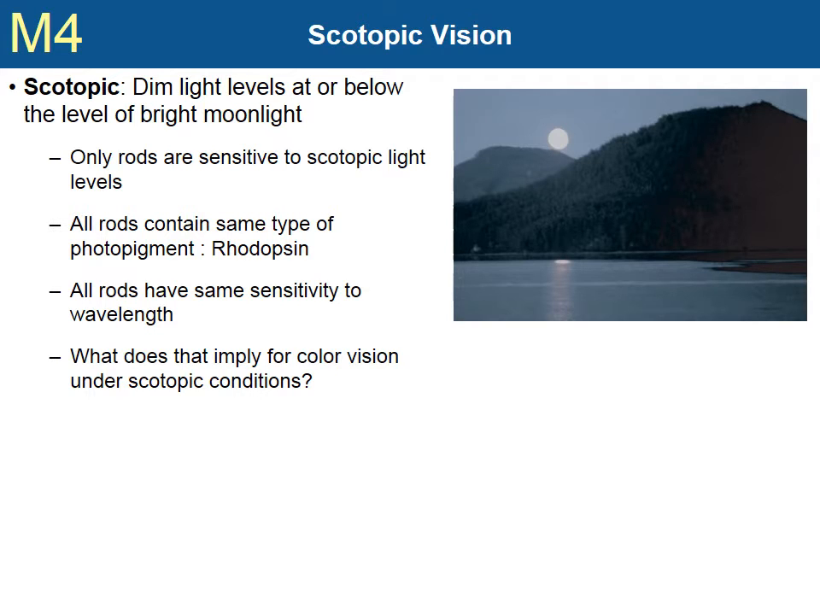We are able to see under a wide range of lighting conditions. Very dim lighting conditions like moonlight are called scotopic light levels. Although we can see under these conditions, we rely completely upon our rods when we do so. Only rods are sensitive enough to function in scotopic light. All rods produce and contain the same type of photopigment. It is called rhodopsin. So all rods respond to light equally. That is, rods all show the same preference for a particular wavelength of light.